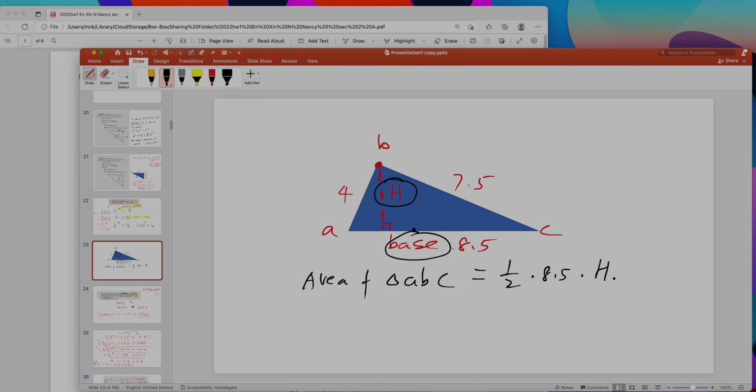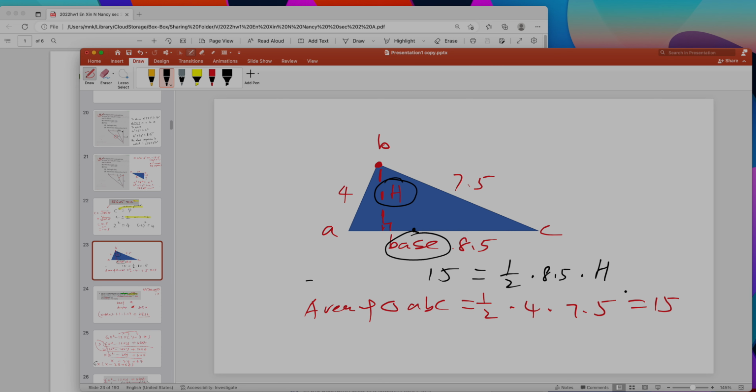Given 8.5 as the base, then that is the height, right? Then you can also use 4 times 7.5. So what I'm trying to tell you is you can use area of triangle ABC as half, with 4 as the base and 7.5 as the height, and this will give you 15, right? So the area of this triangle ABC is 15. So it's equal to 15. Then you can find out what your H is already.